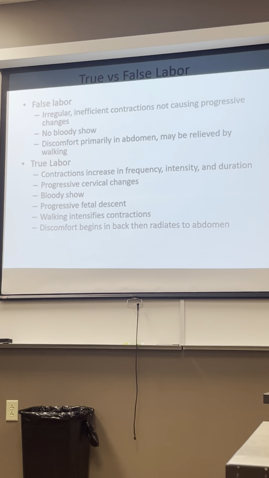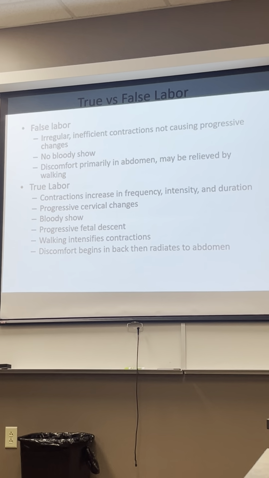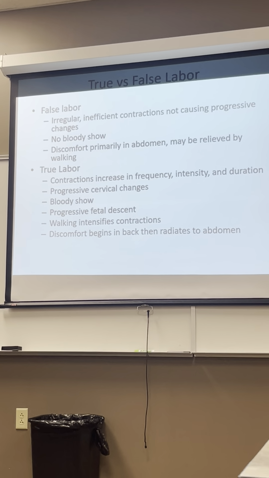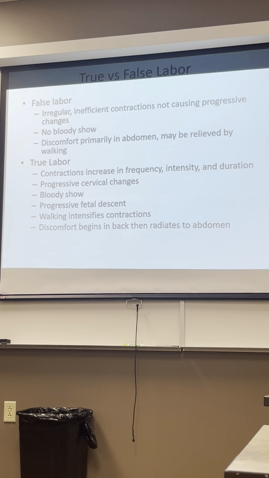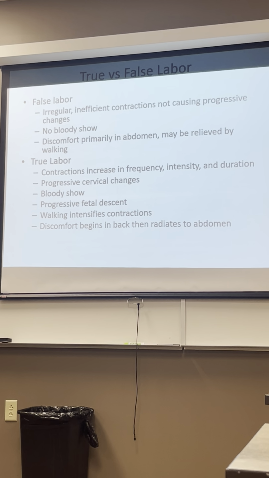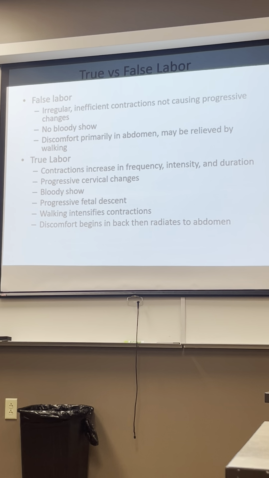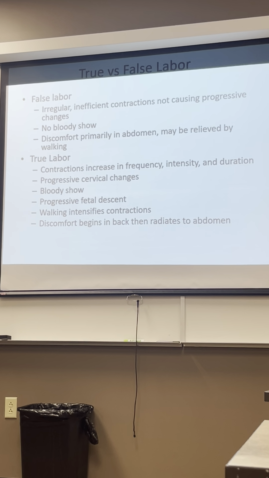True labor versus false labor. False labor is usually when the contractions are irregular, inefficient, and they do not cause progressive changes. There's usually no bloody show. Discomfort is primarily in the abdomen and can be relieved by walking.